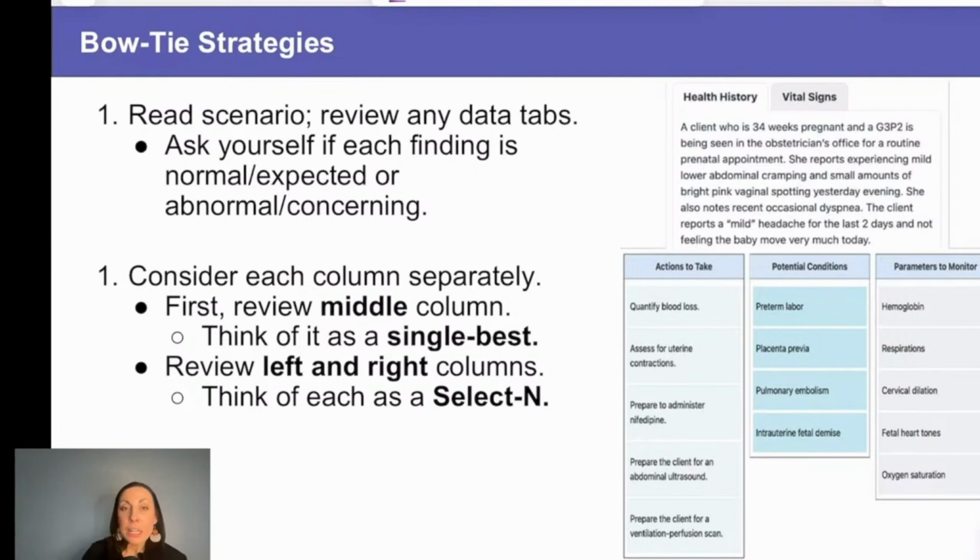After you do that, you're going to consider each column separately. You're going to first go to those potential conditions, and I want you just to think of this as a simple multiple choice question. Ignore the actions and the parameters in the other columns. Think about, what is this client most likely dealing with? What condition does she most likely have based on the information I'm given? And then consider these other 2 columns as a select N, because you're only selecting 2. You know that there's only 2 correct answers there, and you're going to select what fits best to handle these actions to take for the condition and parameters that we want to monitor for that condition.